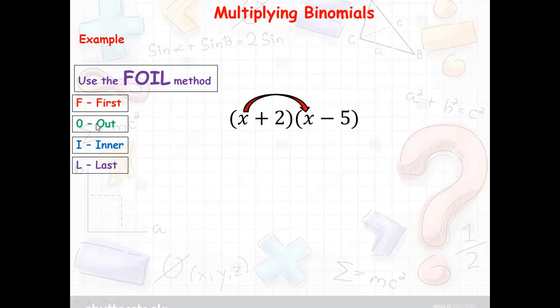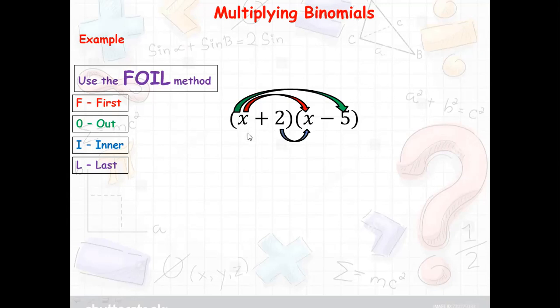Then comes the next one, which is O, which is outer. What is outer? They want you to multiply the outer terms. Outer means the first and the last. So first you multiply first and first, then you multiply the first and last. So that's x multiplied by negative 5. That's the outer. And then I is for inner. You multiply the inner terms, the inside terms.